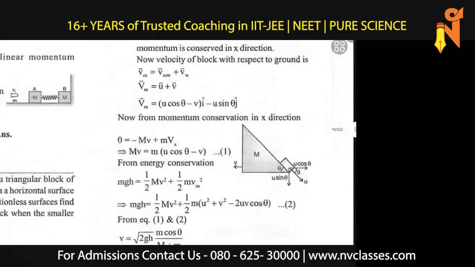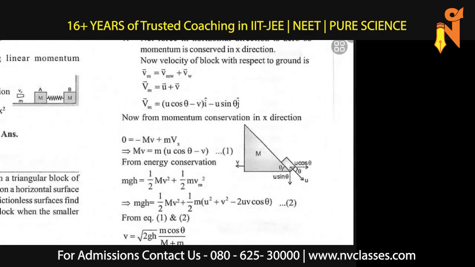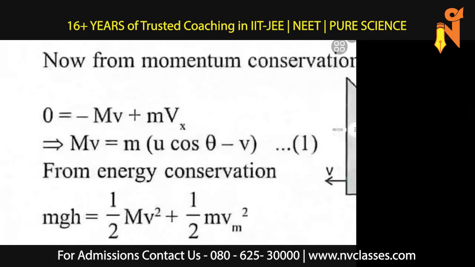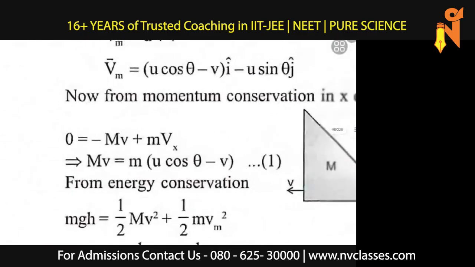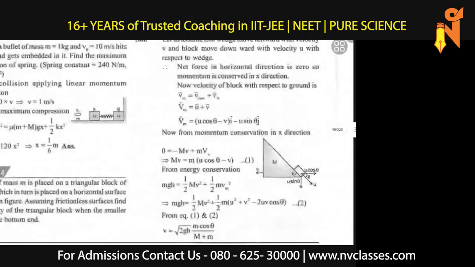In the horizontal direction, you have to conserve the momentum. So this very simple equation will come: capital M into V, the wedge going one way, is equal to small m into u cos theta minus V going the other way. In one go, you'll be able to write it, right?